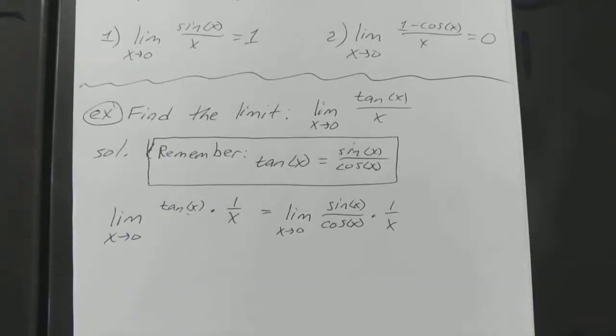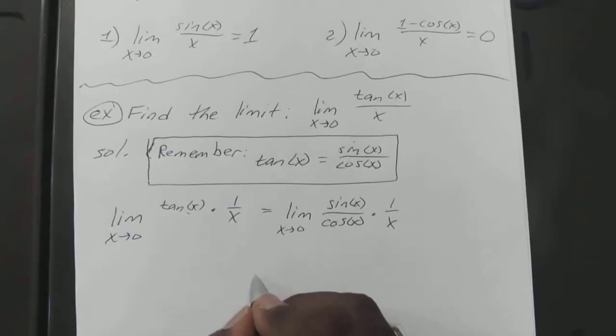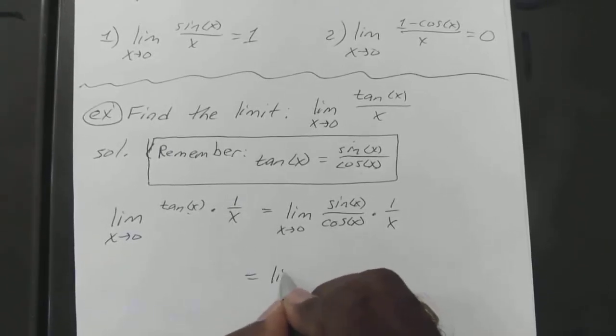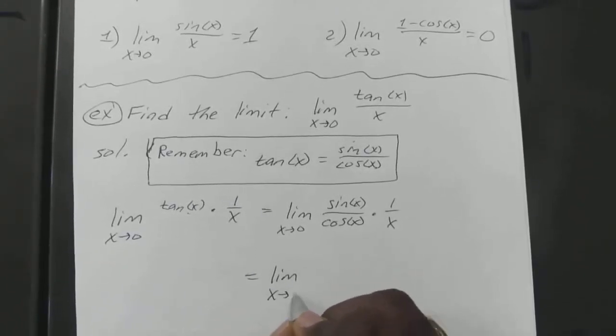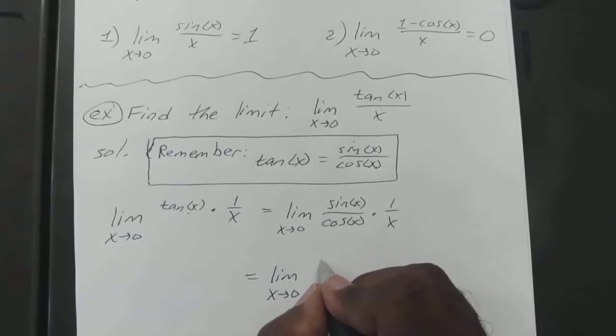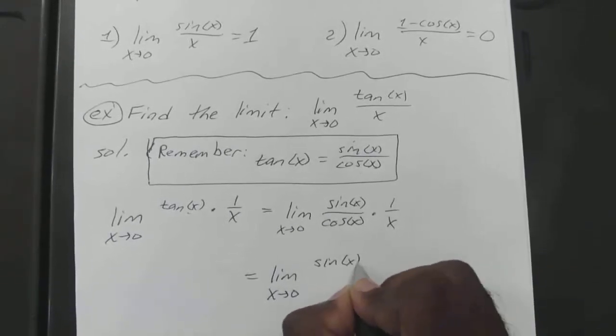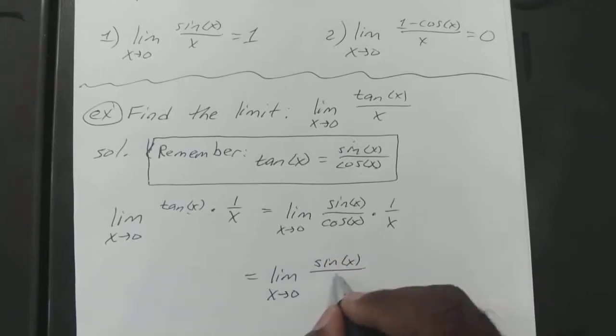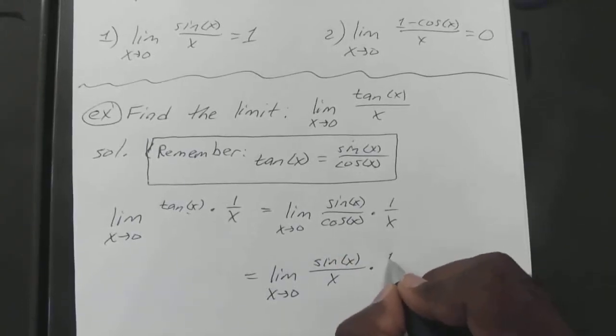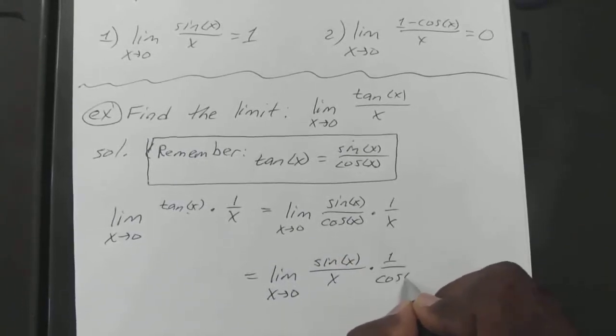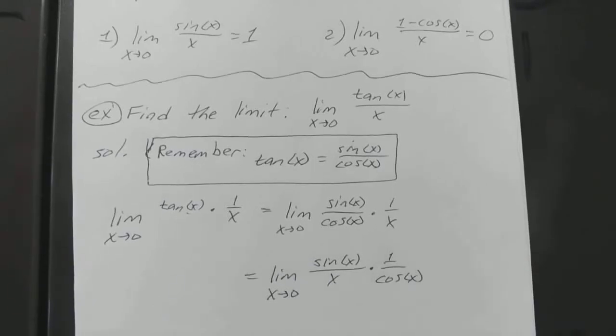Okay. Now, multiplication is commutative, so you can switch the cosine of x and the x. Same way you can have 2 times 3 and 3 times 2, you're just switching them up. So the limit as x approaches 0 is sine of x over x times 1 over cosine of x.